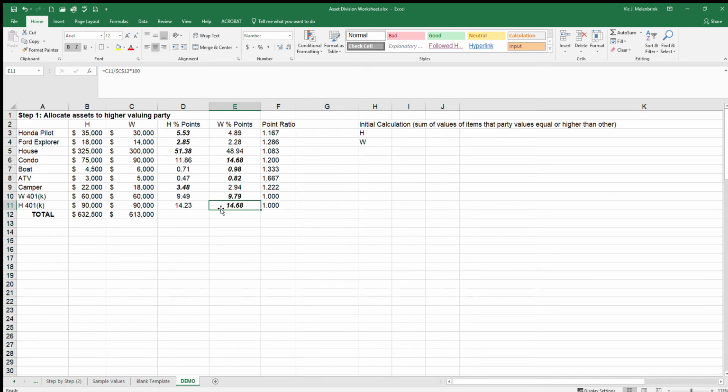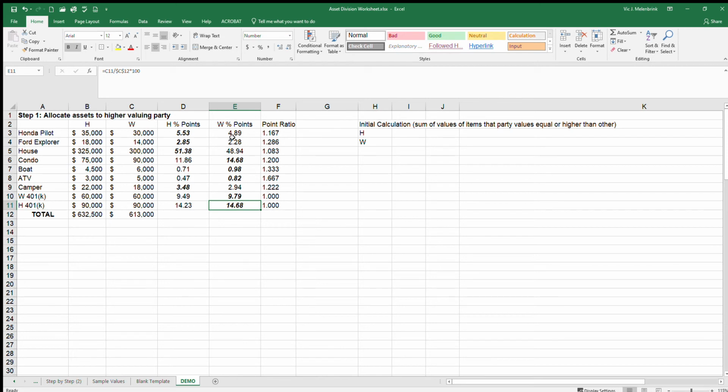Now you might say, wait, how could wife and husband have different weights on the $90,000 and husband's 401k? Why does wife value it more? The answer is because her overall value is slightly lower. So she views this $90,000 as being slightly higher as a percentage of the overall value of the estate than husband does. That's why her weight is slightly higher, 14.68 instead of 14.23. And it's the same thing for the wife's 401k.